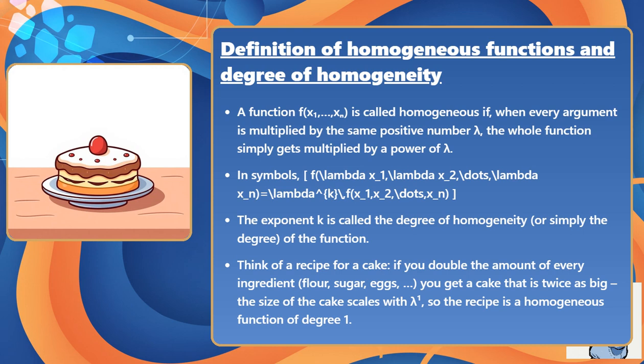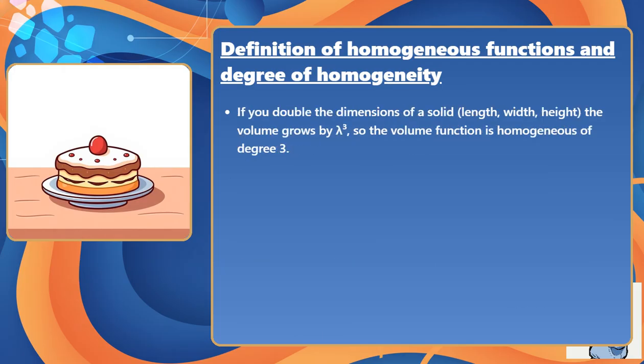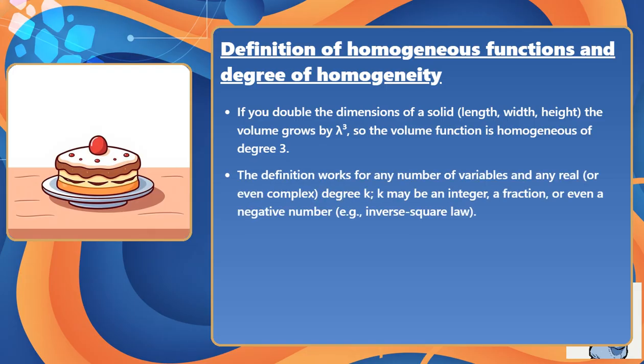Think of a recipe for a cake. If you double the amount of every ingredient, flour, sugar, eggs, and so on, you get a cake that is twice as big. The size of the cake scales with lambda to the 1, so the recipe is a homogeneous function of degree 1. If you double the dimensions of a solid, length, width, height, the volume grows by lambda cubed, so the volume function is homogeneous of degree 3. The definition works for any number of variables and any real or even complex degree k. K may be an integer, a fraction, or even a negative number, for example, inverse square law.